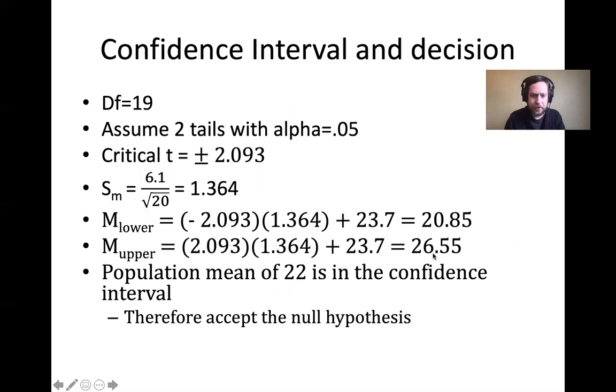You could draw a picture, but it's also quite easy to see that the population mean of 22 is within the confidence interval. 22 comes between 20.85 and 26.55. 22 is clearly inside this confidence interval. It falls within the confidence interval. Therefore, we accept the null hypothesis. If the population mean was not inside the interval, so for instance, if our population mean was something like 19, then we would have rejected the null hypothesis.